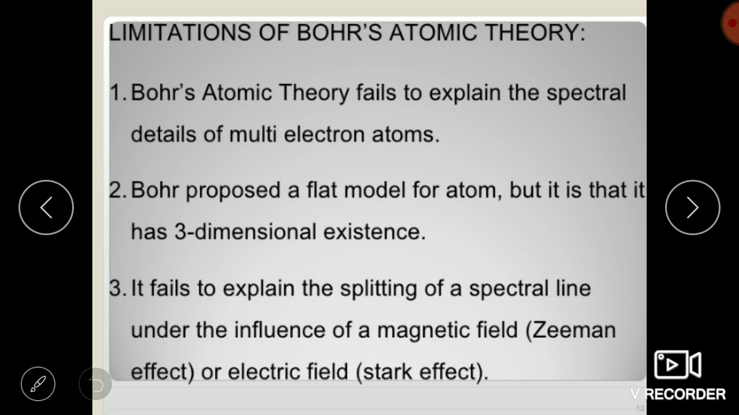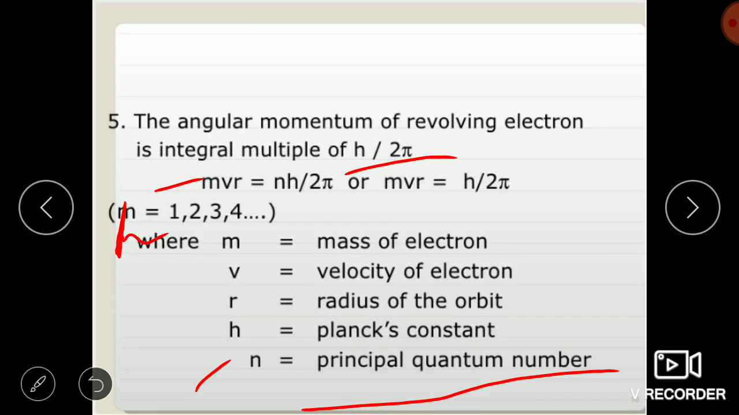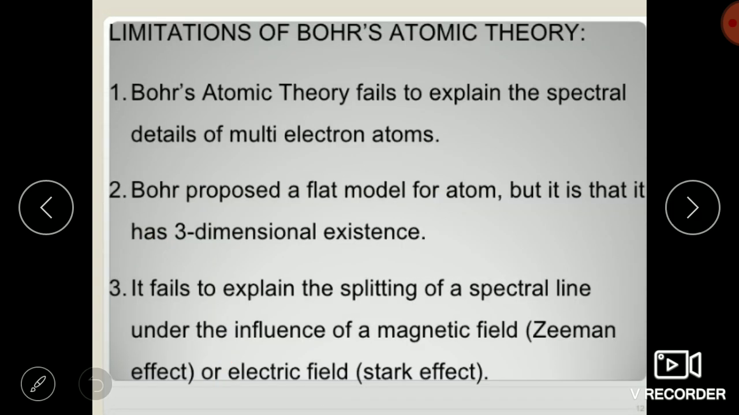Okay, now see the limitation of Bohr's atomic theory. So far we have done the main postulates of Bohr's atomic theory. Next we'll go for the limitations. So what are the limitations, what are the drawbacks? The first drawback is that Bohr's atomic theory failed to explain the spectral details of multi-electron atoms.